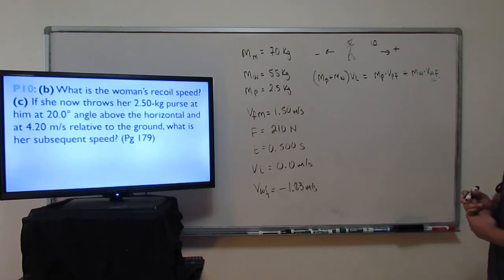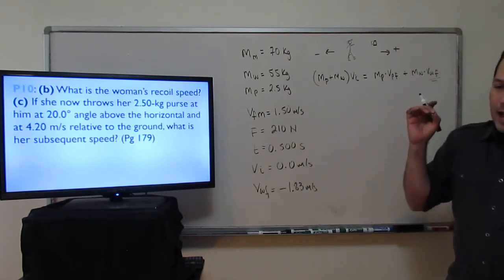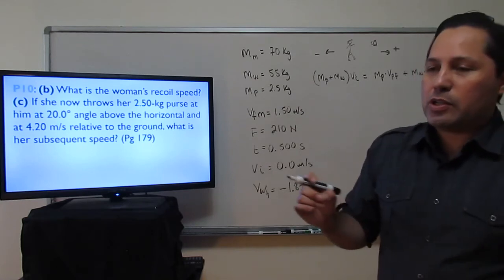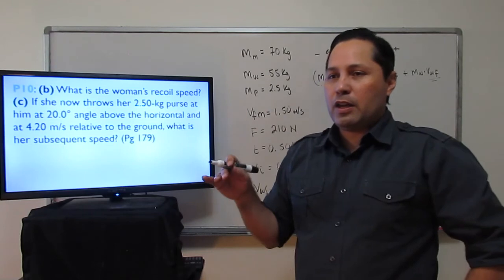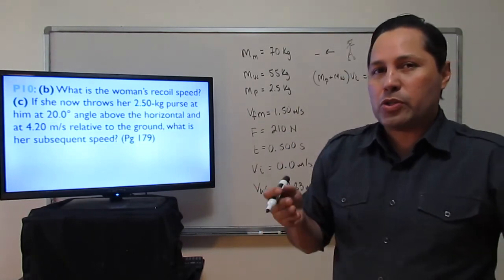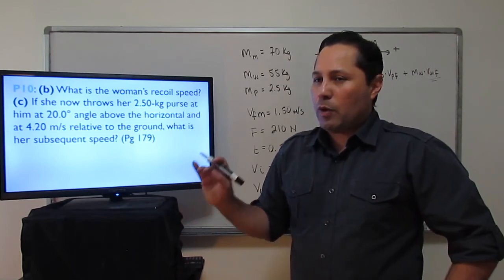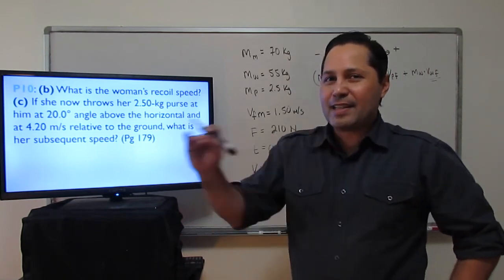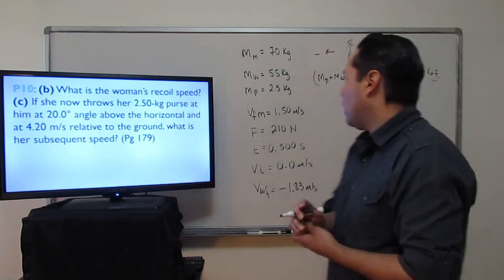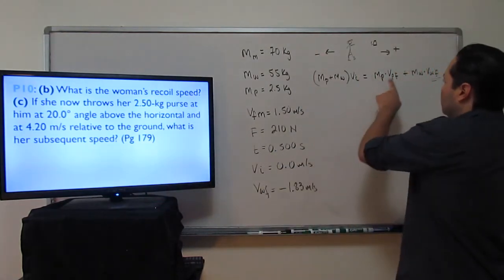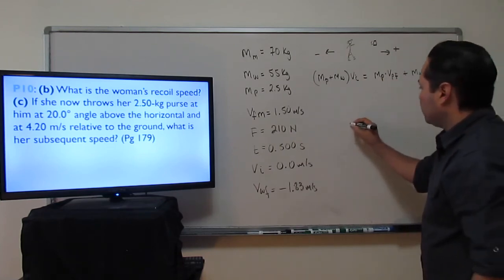Alright, in this problem, first of all, velocity of the purse. We need it in the x-axis, again, because she threw it at an angle of 20 degrees. We don't really care about the velocity on the y-axis because that's just going to be overcome by the normal force. We want to know what is the velocity of the purse on the x-axis because that's going to affect the woman's velocity on the x-axis. So now, again, this one, velocity final, is really this.